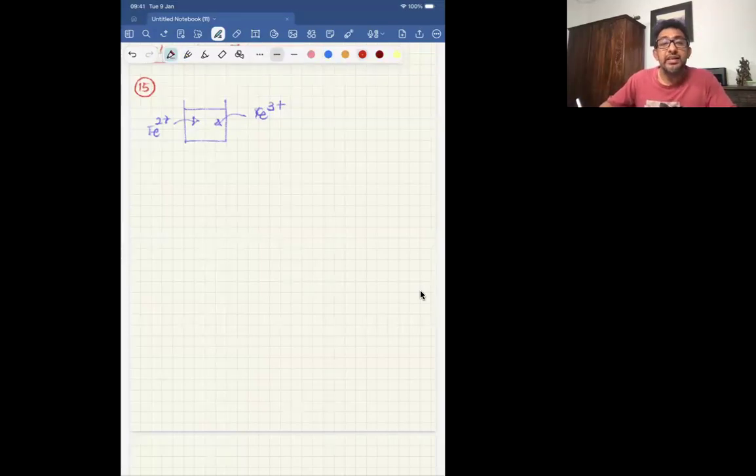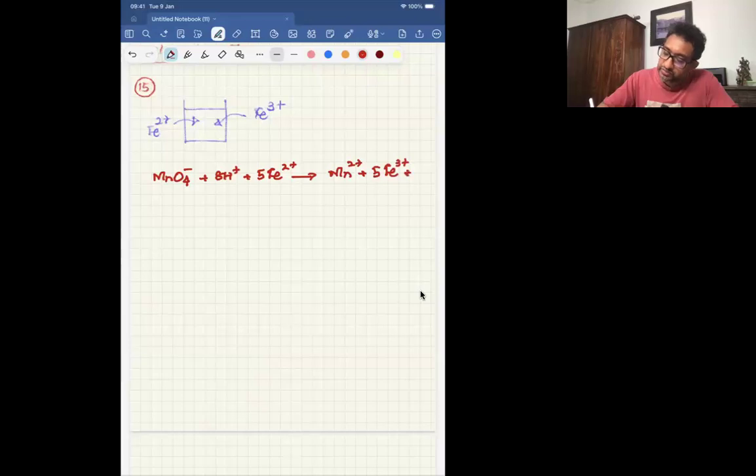Now, the reaction is given to you, right? Permanganate. This is the reaction. We will copy down the reaction. Permanganate is given. Write 8H plus in the acidic medium. It will react with 5Fe plus 2 to give you Mn plus 2 and then 5Fe plus 3, and also it gives you 4 water molecules, 4H2O. So this is your reaction, right?